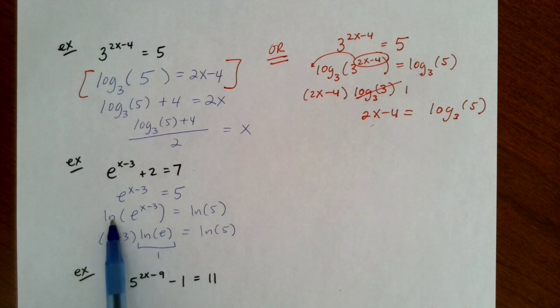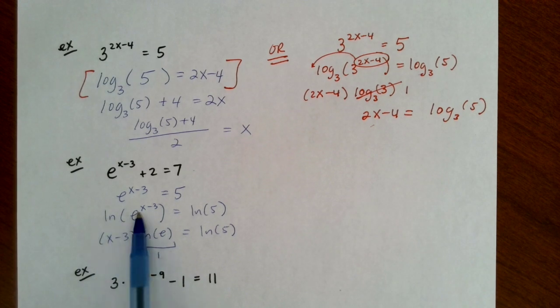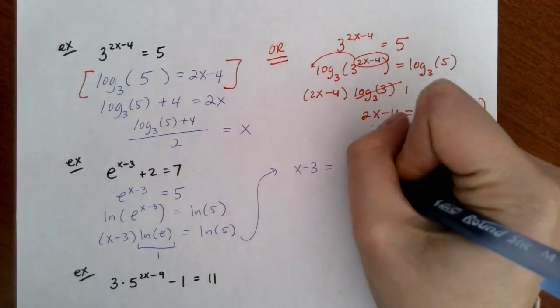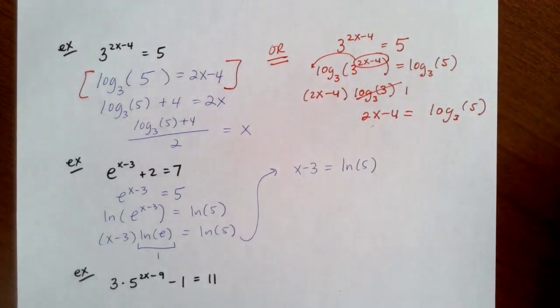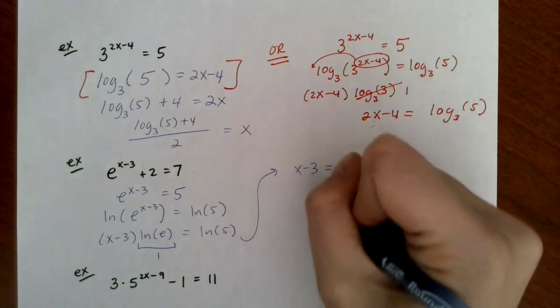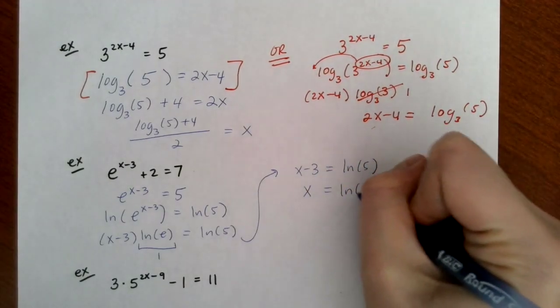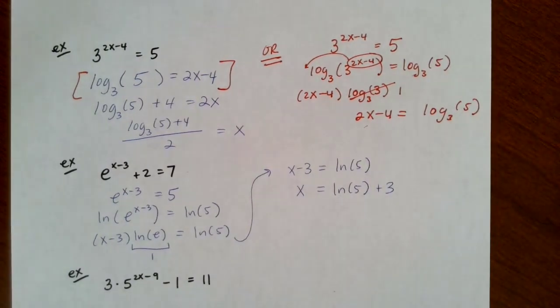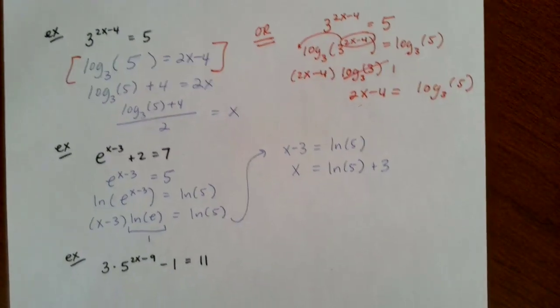Or you could see this as the composition of inverses and just cancel these, so the x minus 3 is alone. But either way, we end up with x minus 3 on the left equals ln of 5. Now it's only one more step to solve for x. I'll just add the 3 over, and I get the ln of 5 plus 3 as my answer. Let's do one more example.